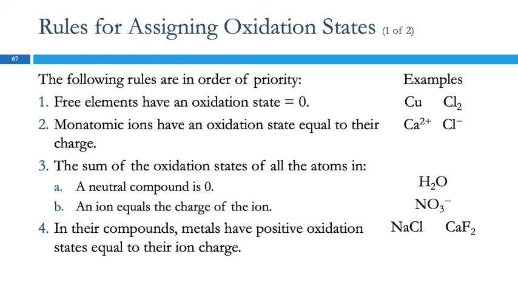So there's a set of rules for assigning oxidation states, and as is often the case, writing out the rules makes them look a lot more complicated than they actually are. This page here is really saying if there's an ion charge, that's what the oxidation state is. If there's no ion charge, there's no oxidation state, it's 0.